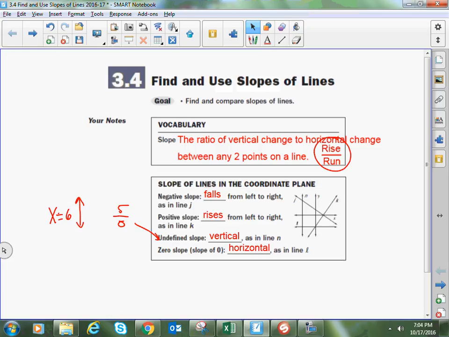Now, 0 slope, this is a thing that kind of boggles kids a little bit. Whenever we are doing the slope formula, here if I say 0 over 5, 0 over 5 is fine.